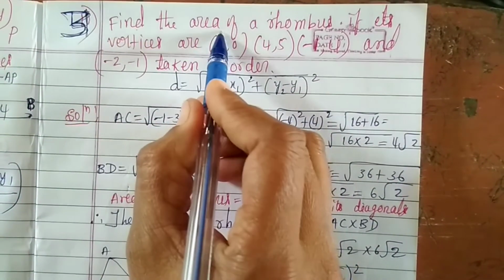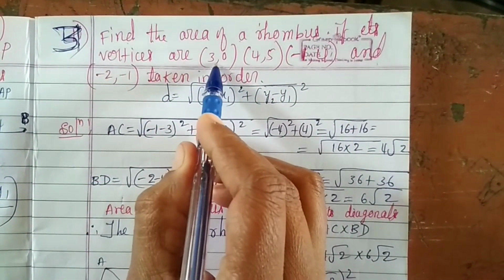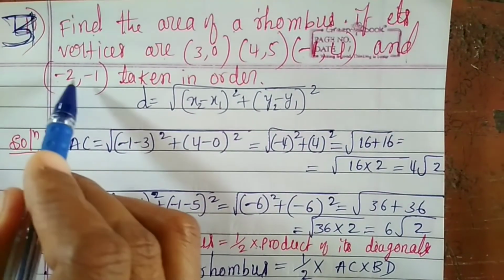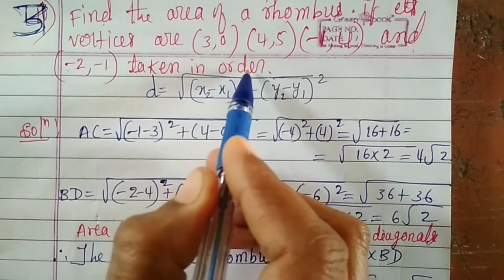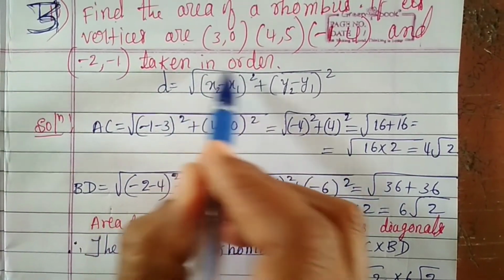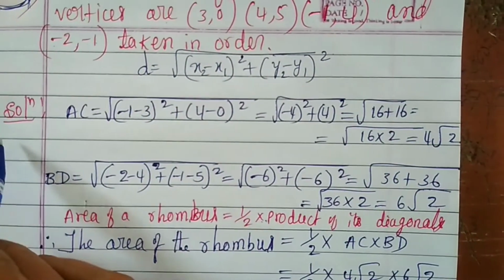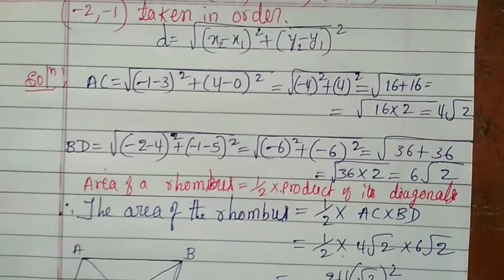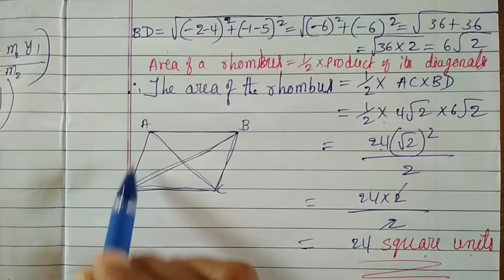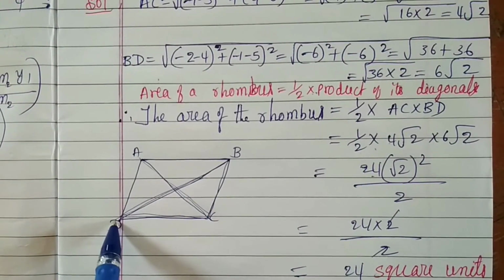Find the area of a rhombus if its vertices are 3, 0, 4, 5, -1, 4 and -2, -1 taken in order. Solution: distance formula is equal to root of x2 minus x1 whole square plus y2 minus y1 whole square. Dear students, this is a parallelogram. The diagonals AC and BD. These four points are vertices. We take first AC diagonal and BD diagonal.